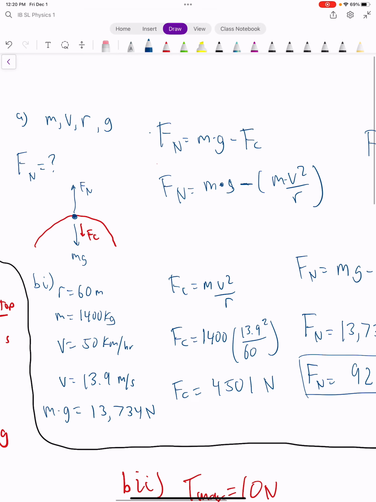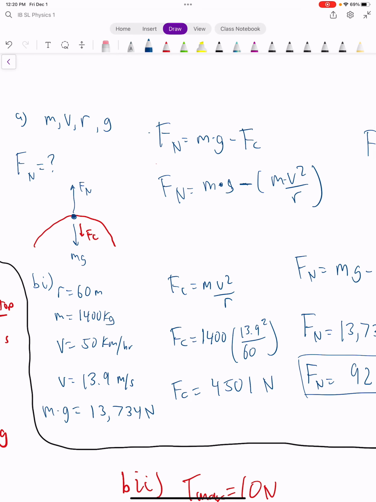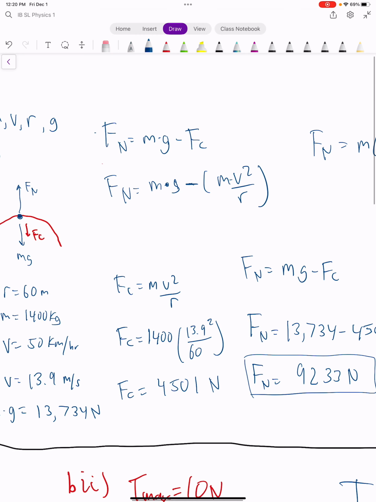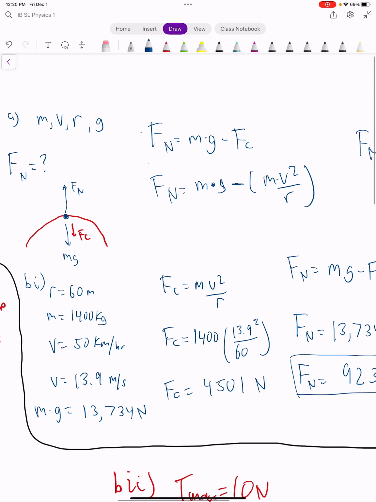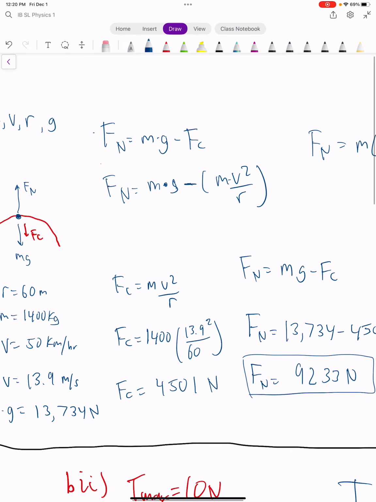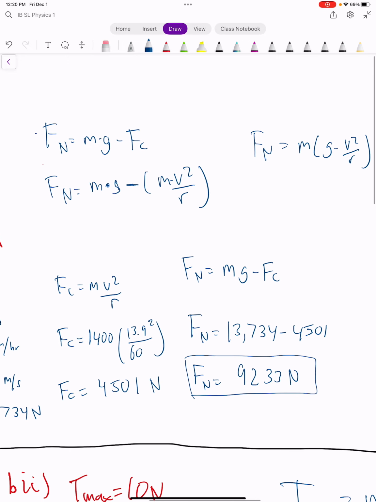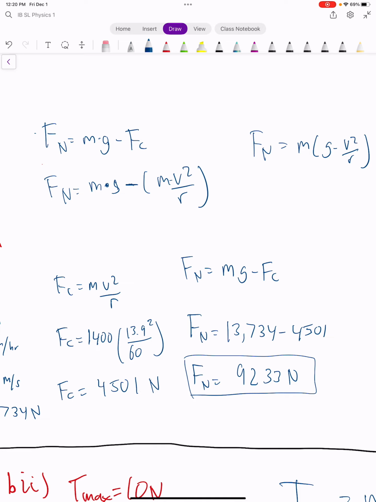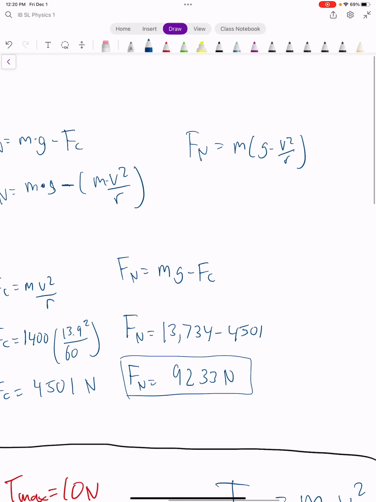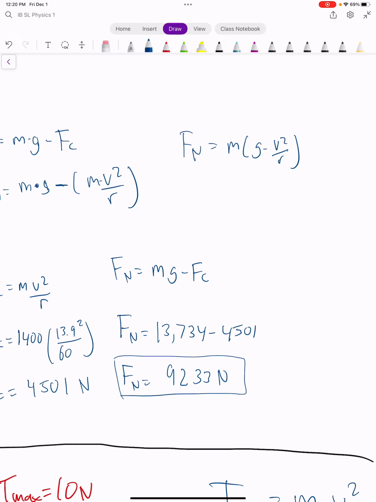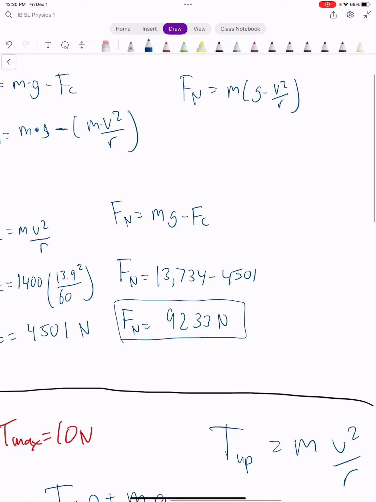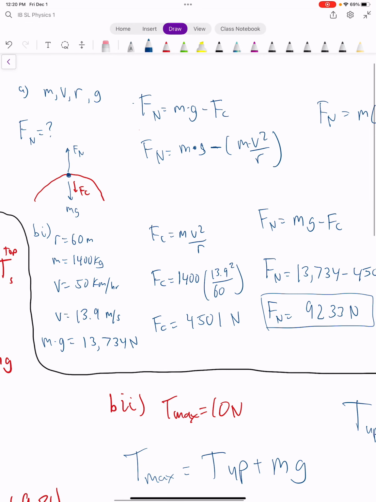So my equation says Fn equals mg minus Fc, and then it says put in terms of m, v, and r. I added g. It doesn't say to put g in the question, but I think it should. And then I factored out the m here. So then the Fn is equal to m times the parentheses g minus v squared over r. Okay, so we've got our equation.